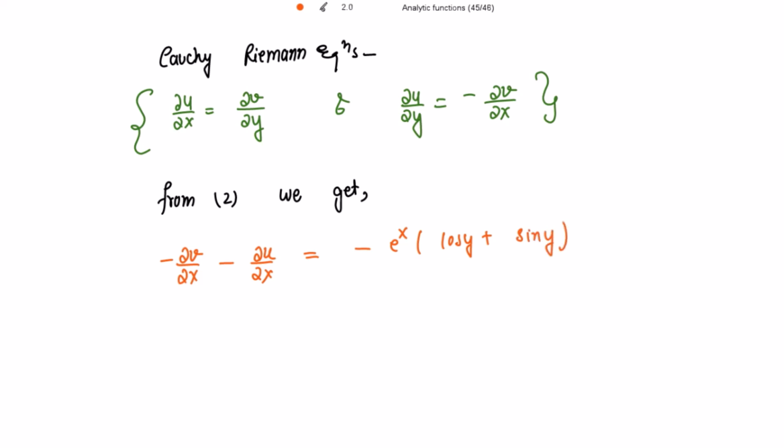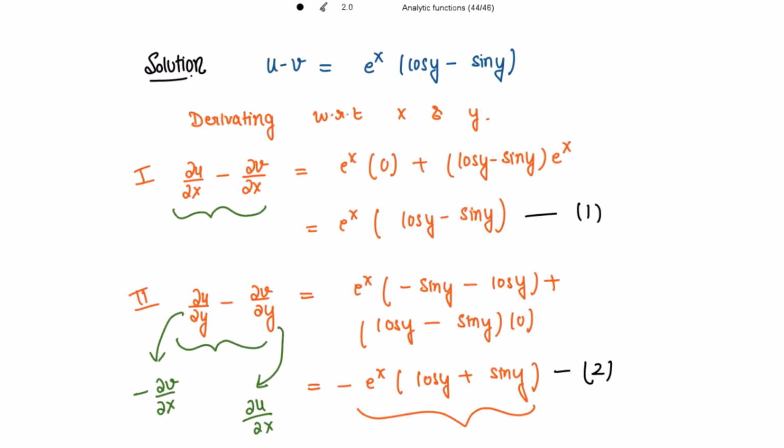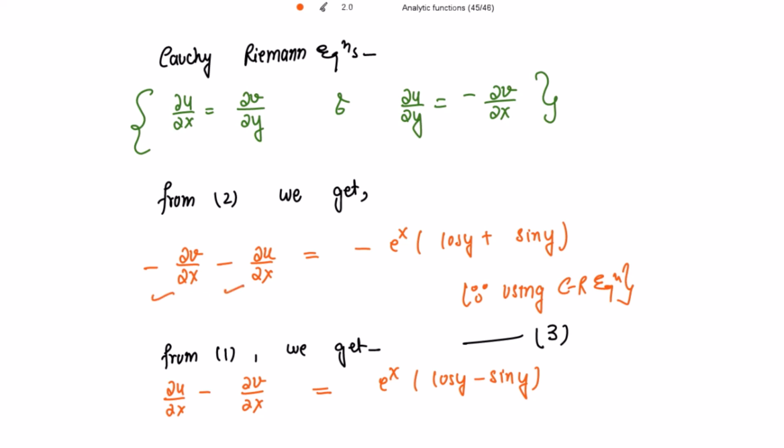And from 1 we get, in the bracket I am writing, using Cauchy-Riemann equations, marking this as 3. And from 1 we have, just writing the same as it is. Managing these signs, we can write the left hand side as negative of the sum of these two and cancelling this sign with this sign. So from the third equation and this first equation, I have ∂u/∂x and also ∂v/∂x. Just add these two together.